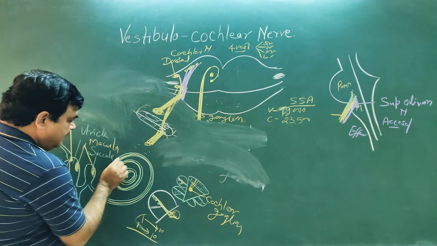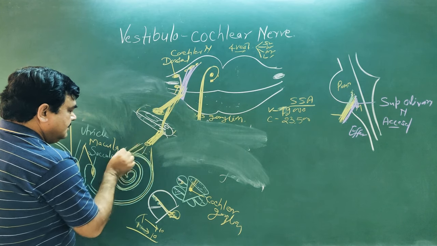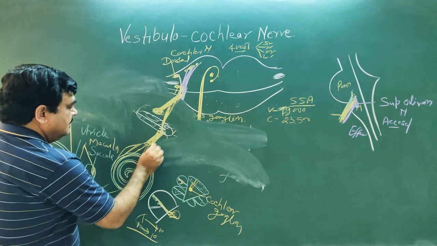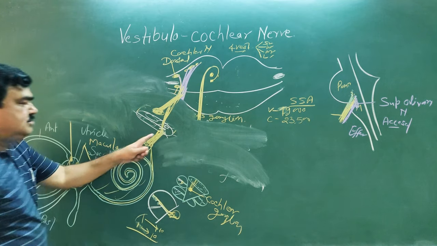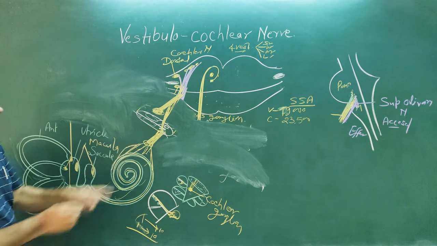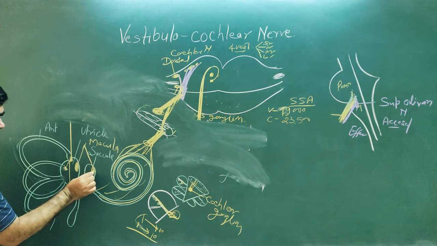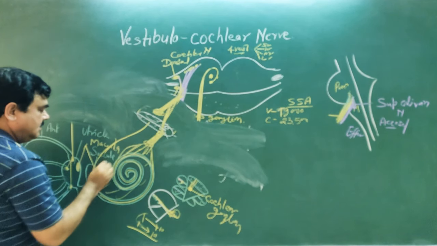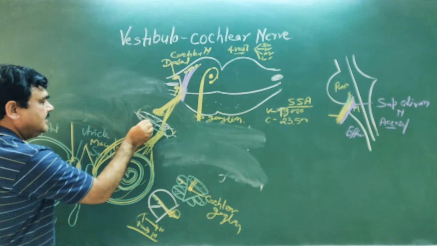So from here, this nerve goes like this to the ganglion. This is the ganglion, this is the ganglion. From here, the nerve goes to the internal acoustic meatus through this opening. And here you can see this is the macula. This is the macula. The fibers go through the inferior vestibular area.